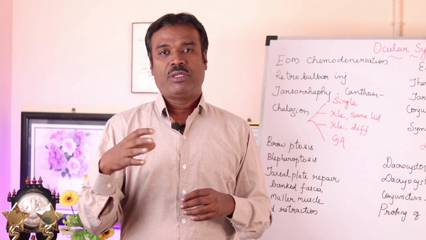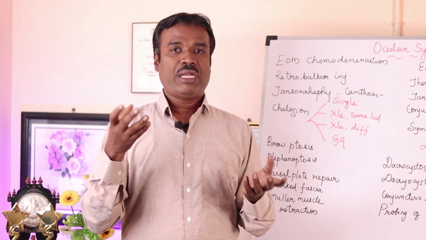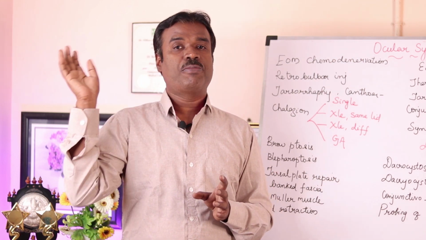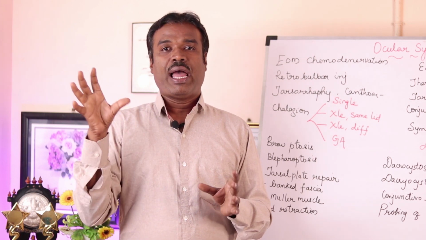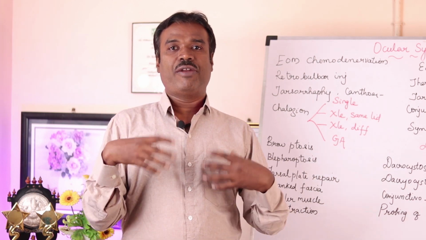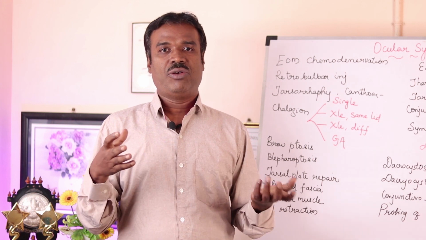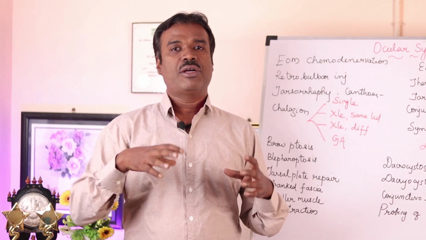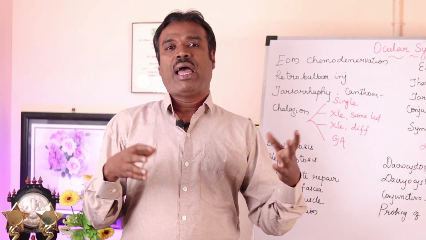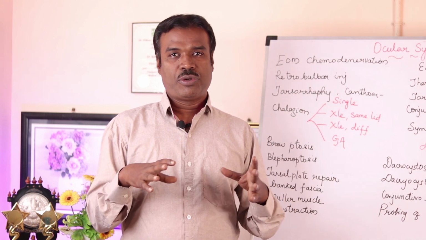We are going to talk about the lacrimal system. So we know the lacrimal gland, which is present in the supero-lateral part of the orbit, is the gland for secreting tears, tear secretion. The tears are made up of the lipid layer, the aqueous layer, and the mucous layer.